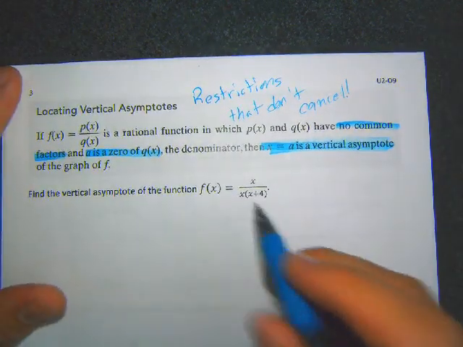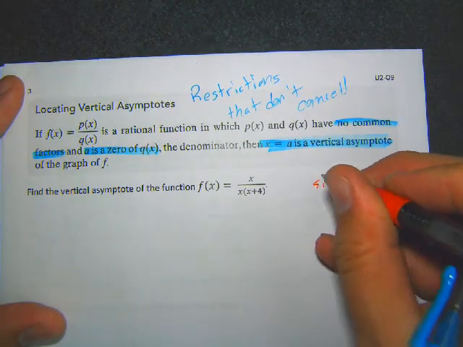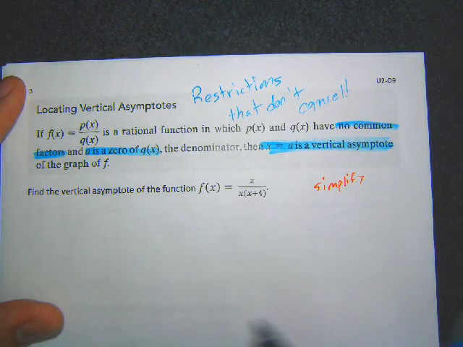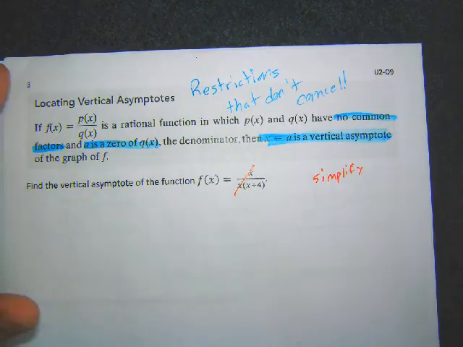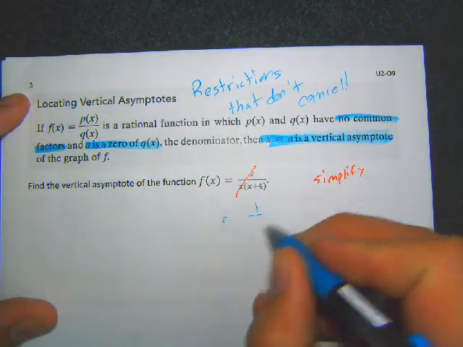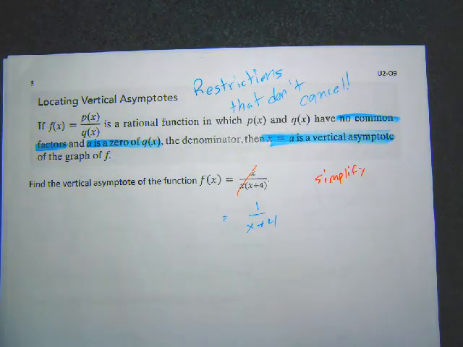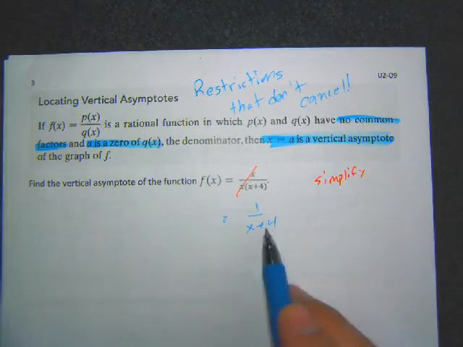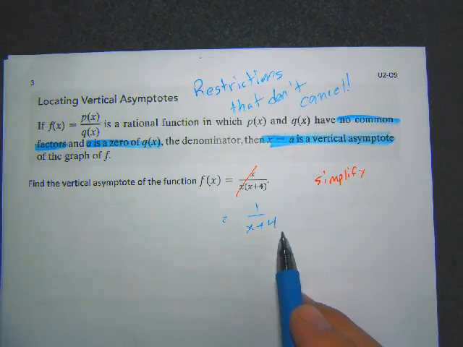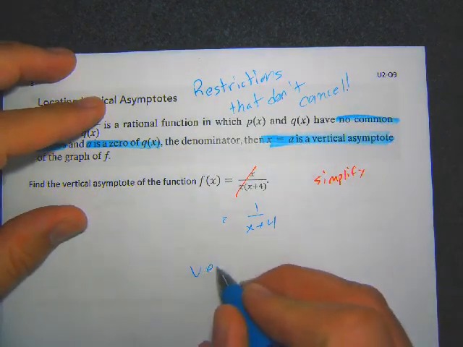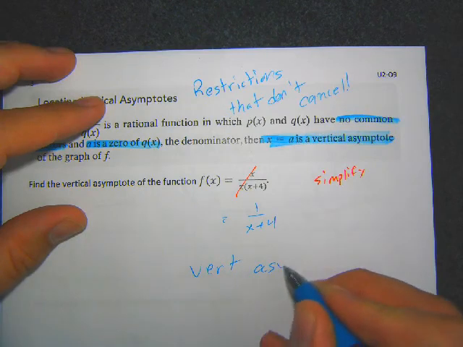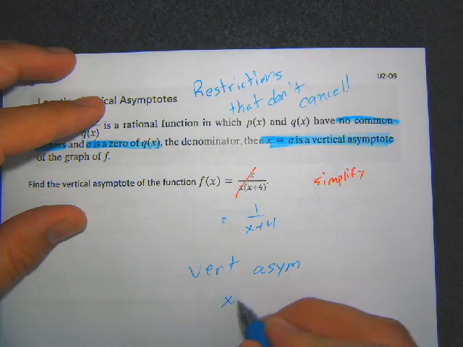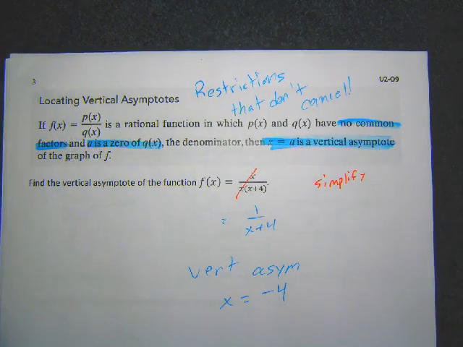So for like this first example, first thing you want to do is you want to simplify before you do anything else. Since this is already factored, we can go ahead and start canceling. You can see that the x's would cancel, and this expression would just become 1 over x plus 4. So since the x is canceled, we're just left with the x plus 4 in the bottom, that's going to be the restriction that causes us to have vertical asymptotes. The vertical asymptote is going to happen at -4, because -4 plus 4 would be 0. So x equals -4 would be a vertical asymptote.